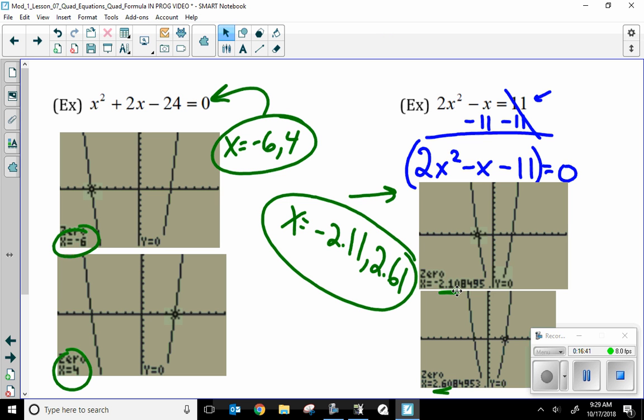As you can see, some of these problems took us a long time to factor and solve. But if you use your calculator, man, and you get good at it, it won't take you that much time at all.